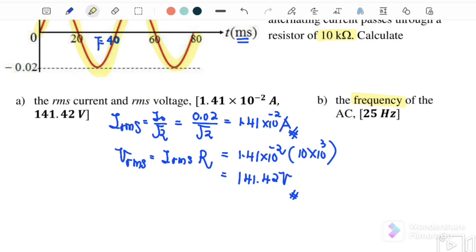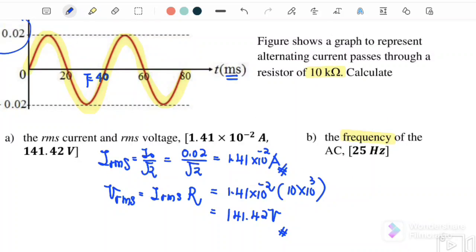Next, we want to find the frequency. The period here is given as 40 millisecond. So the frequency f is equal to 1 over T, where T is the period. I substitute into 1 over T, where T is equal to 40 millisecond, so we must times by power of negative 3. Therefore the frequency of the alternating current is equal to 25 Hertz.